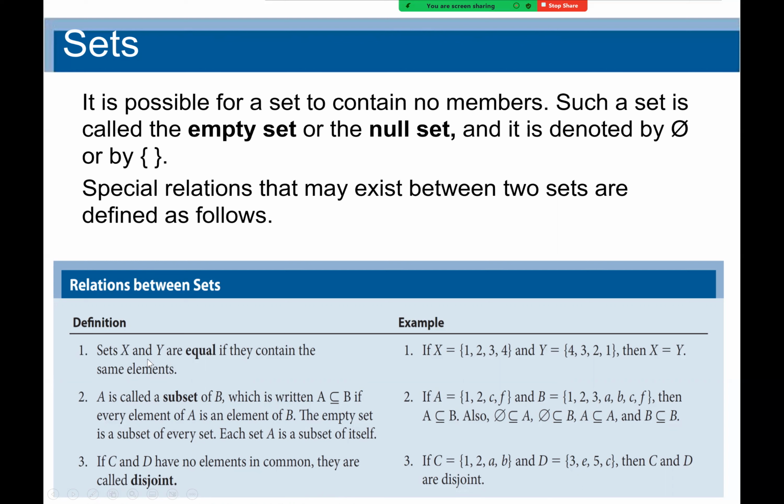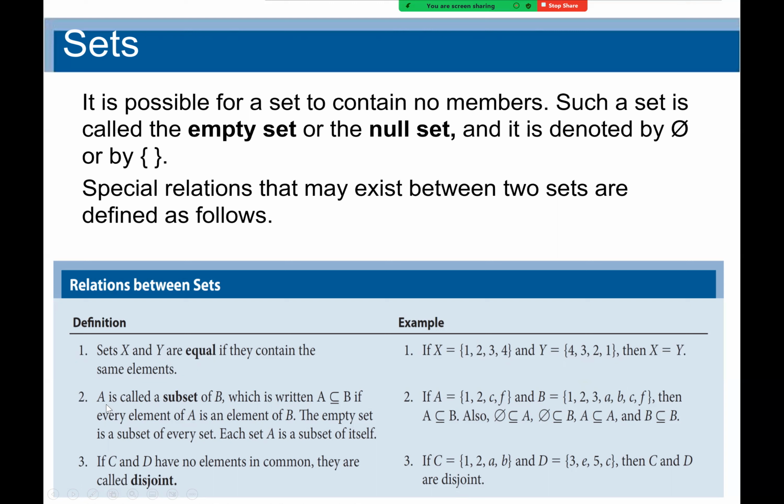So now we have sets X and Y are equal only if they contain the same elements. So for example, if X equal to 1, 2, 3, 4, and set Y has 4, 3, 2, 1, we can say X is equal to Y because the order of the members doesn't matter. I mean, the sorting. So here we have 1, 2, 3, 4. Here we have 4, 3, 2, 1. They are all the same members.